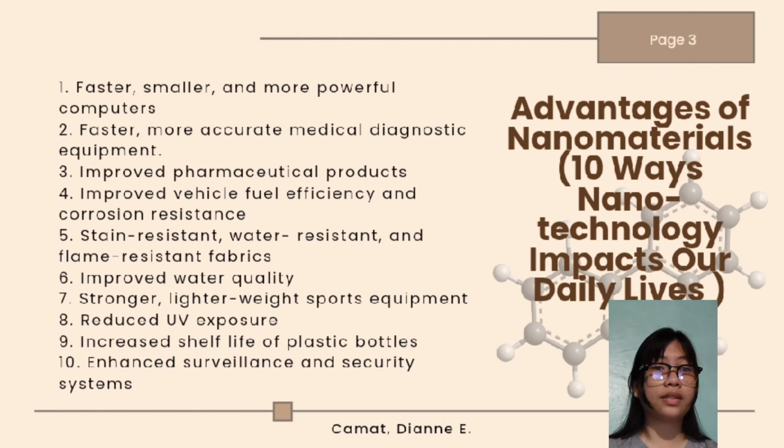Fourth, improved vehicle fuel efficiency and corrosion resistance. Vehicle parts are built from nanocomposites, materials that are lighter, stronger, and more chemically resistant than metal. Nanotechnology helps to improve fuel efficiency and corrosion resistance. Nanofilters remove nearly all airborne particles from the air before it reaches the combustion chamber, further improving gas mileage.